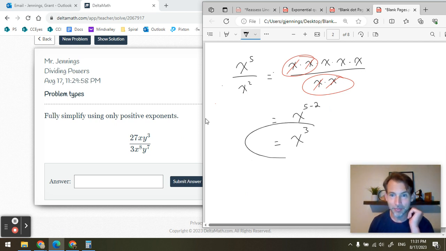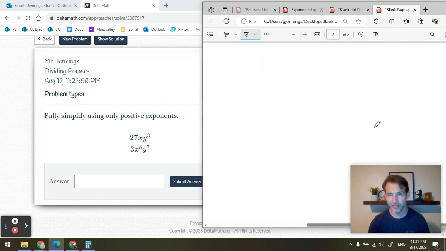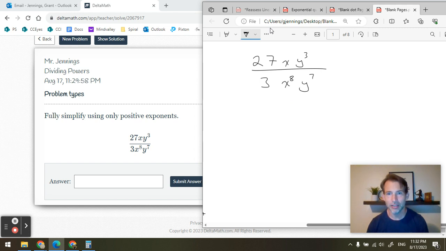So anyhow, there we go. That would be x to the 3. In this case, well, let's write out this juicy problem here. That's not that juicy, but we'll pretend it is. Okay, so we've got 27x multiplied by y to the 3, all divided by 3x to the 8 y to the 7.